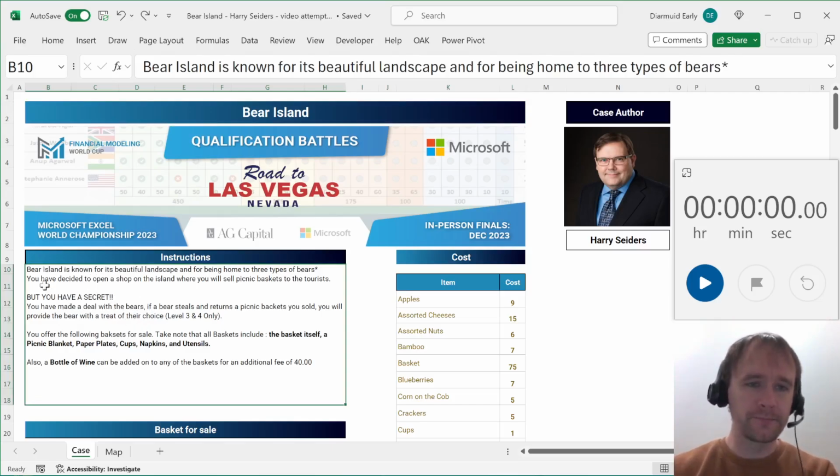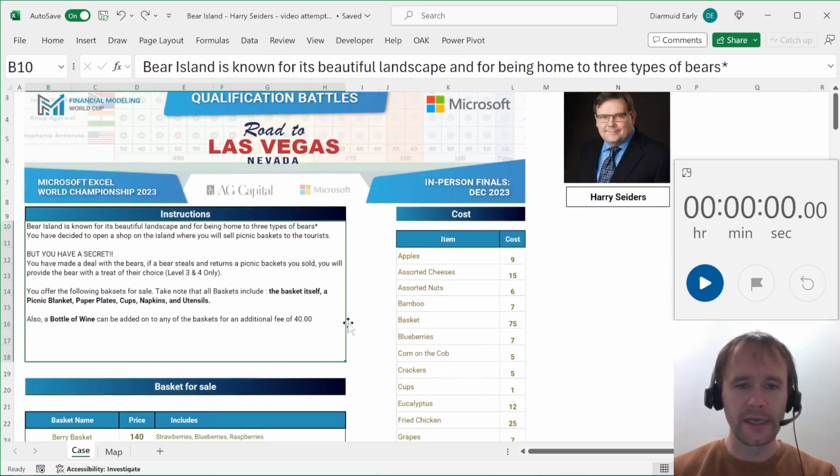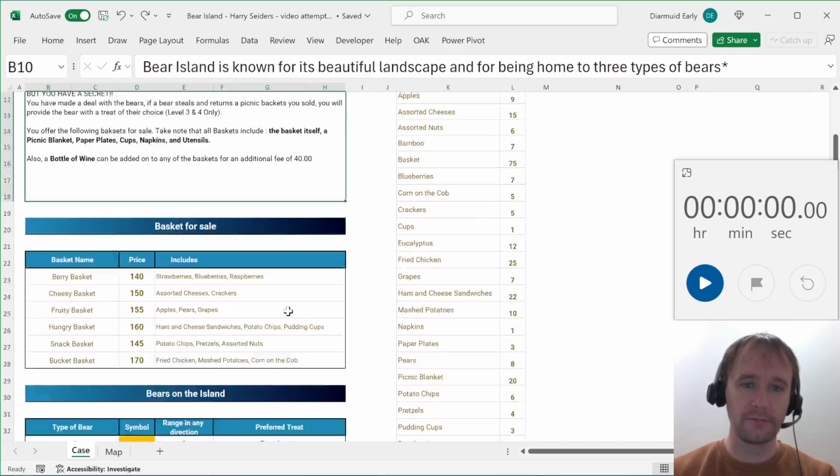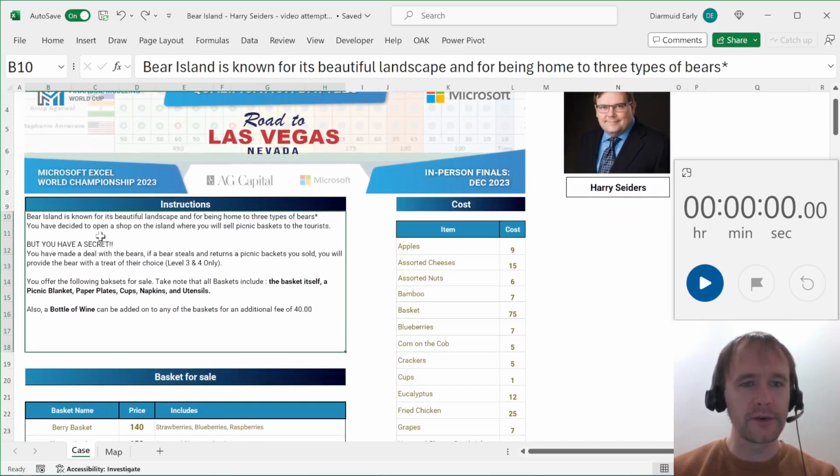So let's read them. Instructions. Bear Island is known for its beautiful landscape and for being home to 3 types of bears. There's an asterisk here to a footnote because Harry is, I guess, a very precise person. Technically, a koala is not a bear, but let's pretend they are for this puzzle. You've decided to open a shop on the island where you will sell picnic baskets to the tourists. But you have a secret.